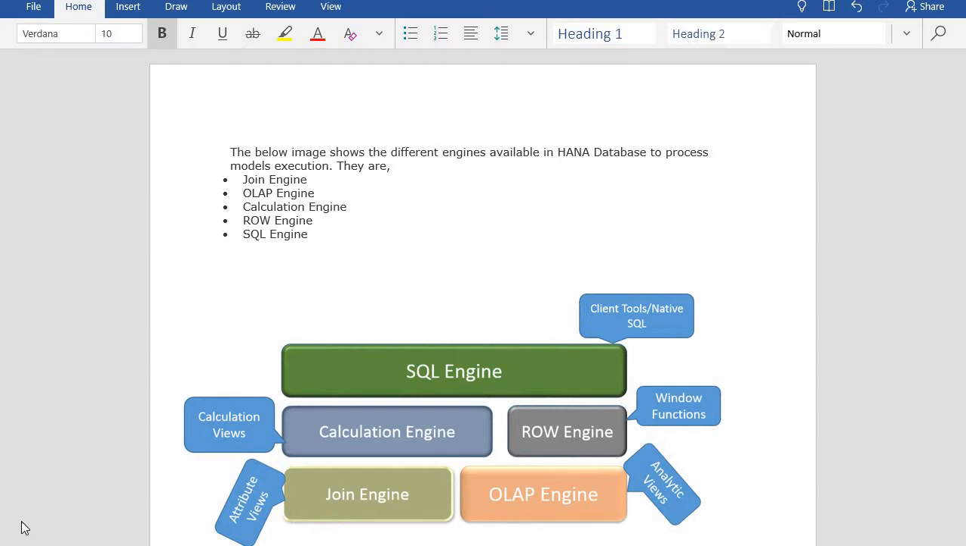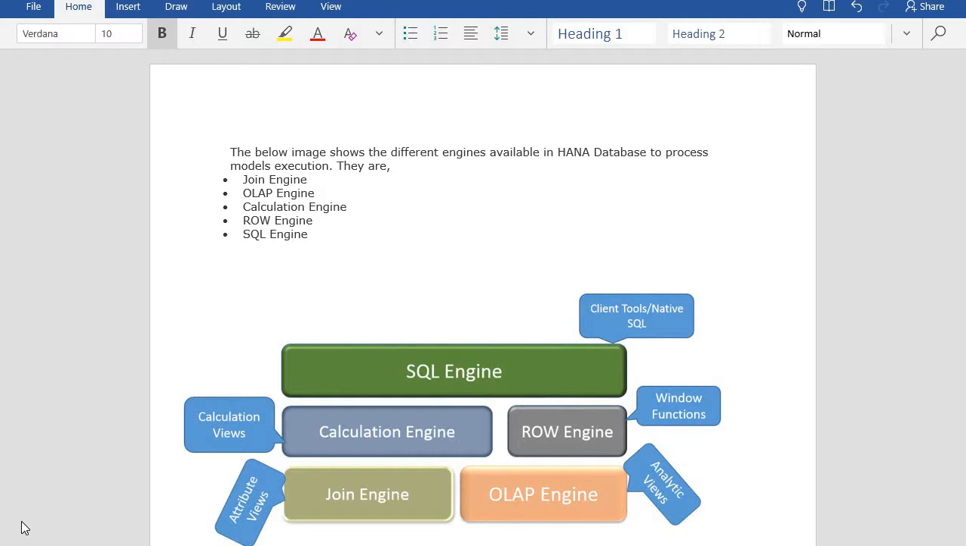Hello everyone, this is Manish and today we are going to learn about different types of engines that we have in SAP HANA. How each engine will process the execution of a modeling object or native SQL statement at the database level.